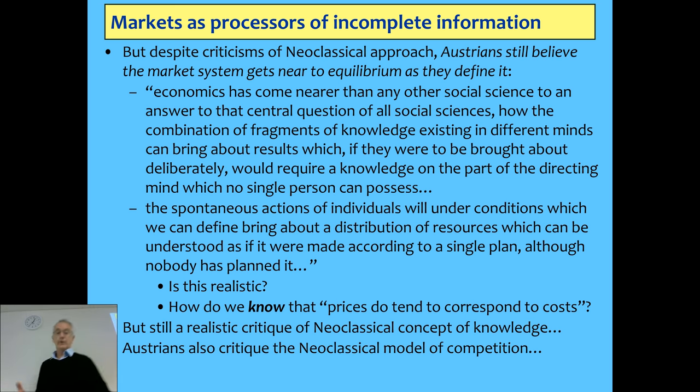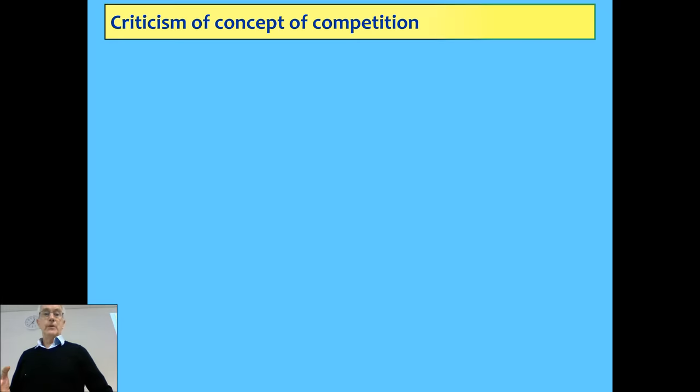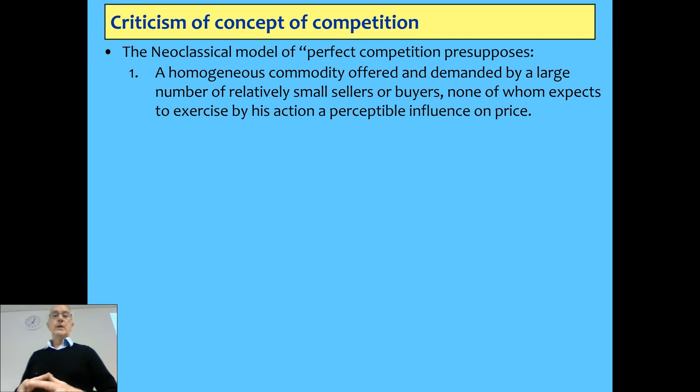And the Austrians also criticise the neoclassical model of competition. What the neoclassical model of perfect competition assumes, again quoting Hayek, is a homogenous commodity. Who's got a phone here? No, you don't. You've got an Apple, you've got a Samsung. We call it a phone, but there are fairly substantial differences in the technology, which leads to you buying one brand over another. The neoclassical model would just have a thing called a phone.